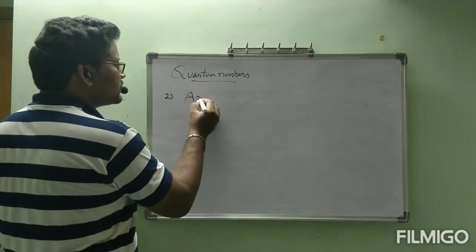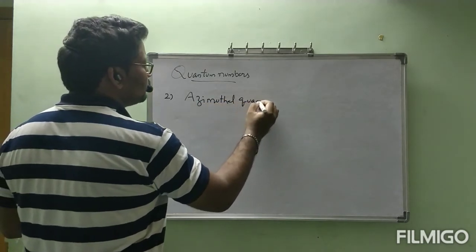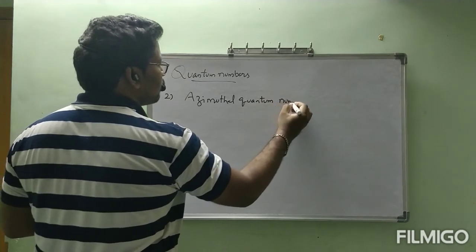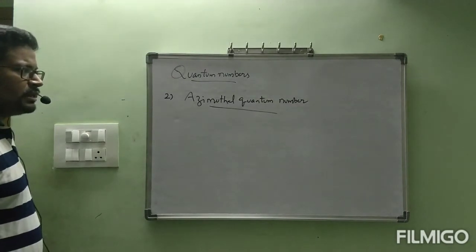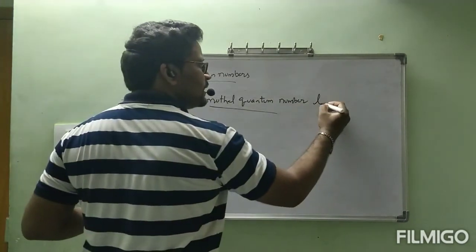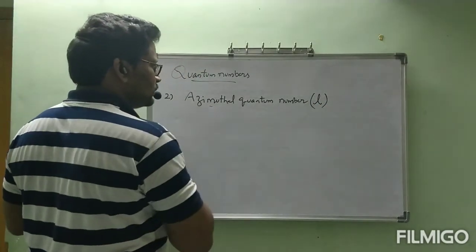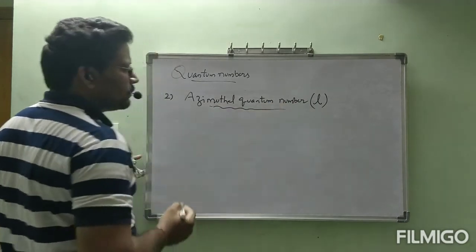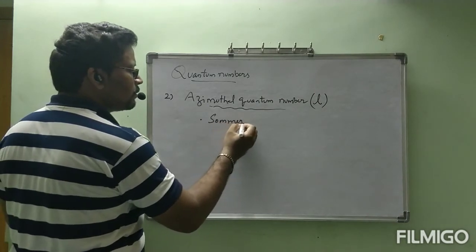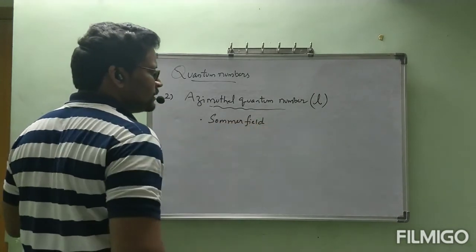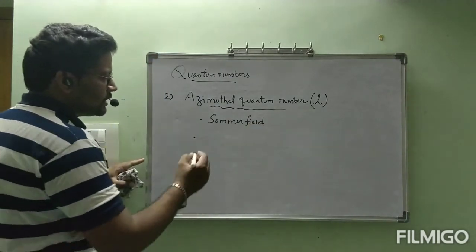The second quantum number, that is the azimuthal quantum number. What is the name of the second quantum number? Azimuthal quantum number, which is represented by L. Proposed by Sommerfeld. Name of the scientist. Mainly it discusses the shape of the subshell.